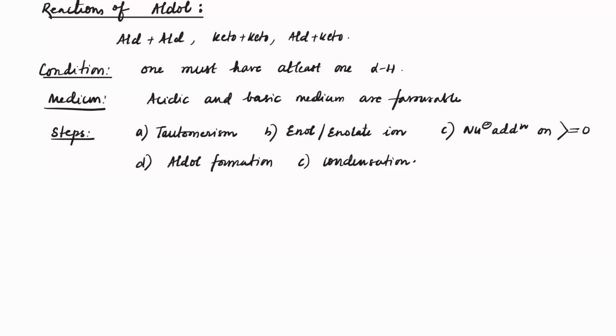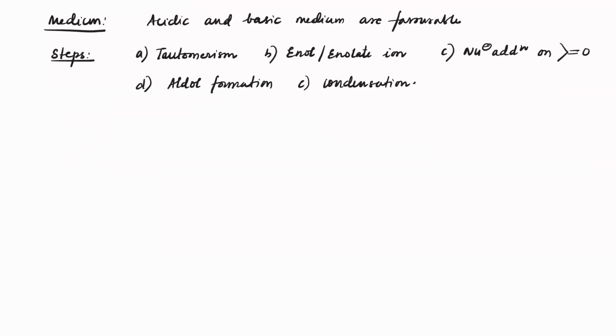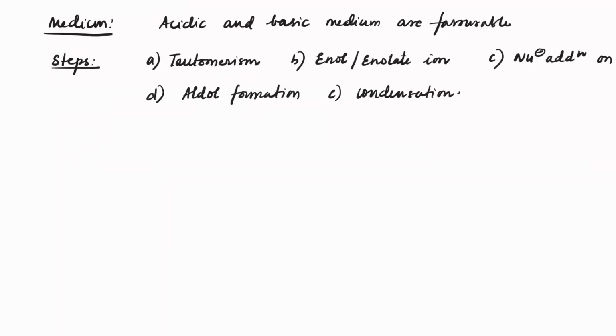Now let me show you, mechanism by mechanism, how we need to solve these kinds of questions. First, what is the overall reaction? The overall reaction is 2 moles of CH3CHO. I'm taking the basic medium first, everybody: 2 moles of CH3CHO reacting with dilute OH minus.